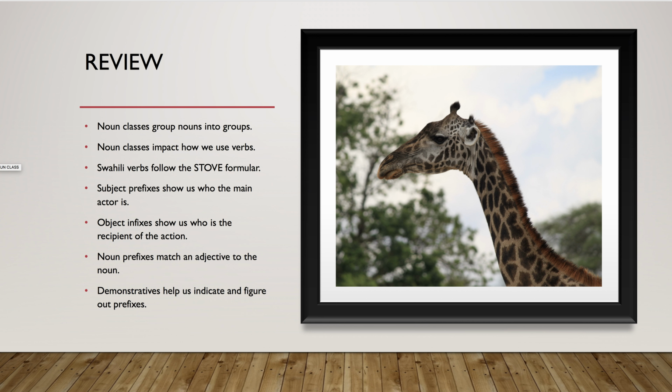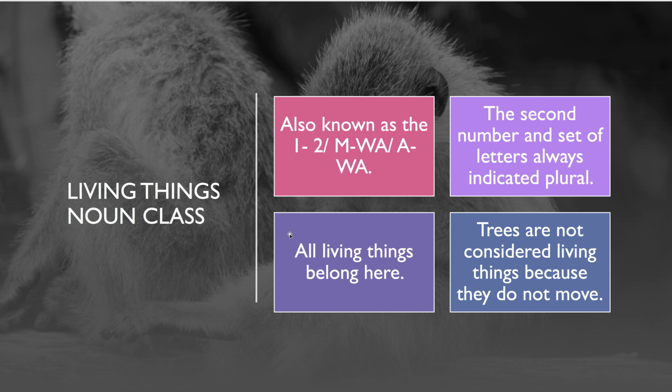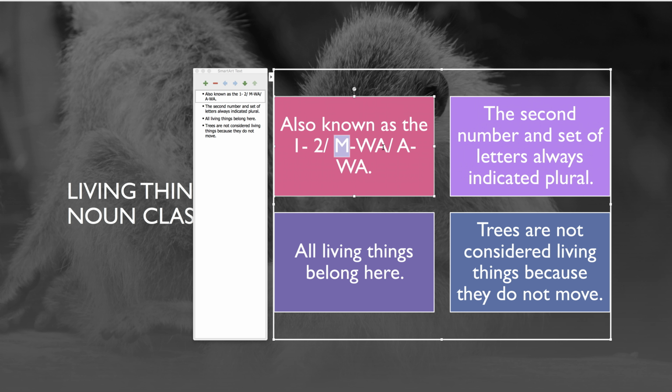So we are now just going to start looking at the different noun classes, and in this segment we're only going to do noun class 1 and 2 so that we can look at the different specific characteristics that it has. So it's also known as the 1-2 class, 1 being the singular and 2 being the plural, also known as the m-wa class, m being the noun prefix and wa being the plural of the noun prefix. So like we talked about mtoto mzuri, watoto wazuri, and then it's also known as the a-wa class based on the subject prefixes. So we use a to indicate the subject and wa in the plural form.